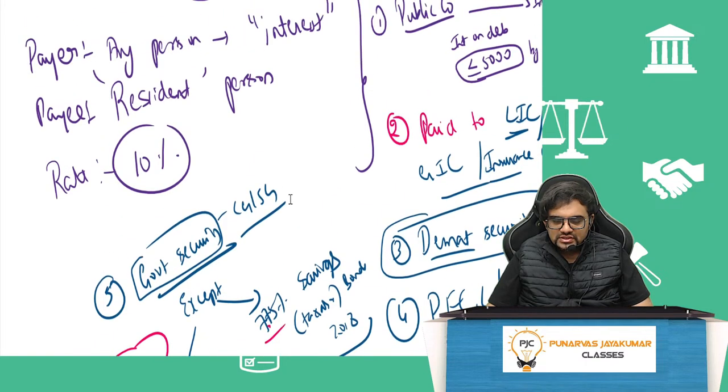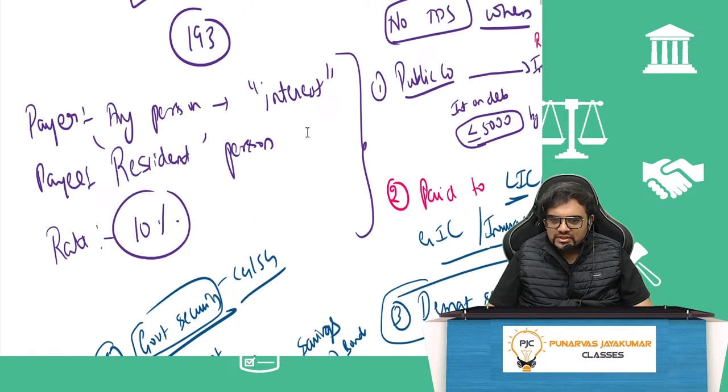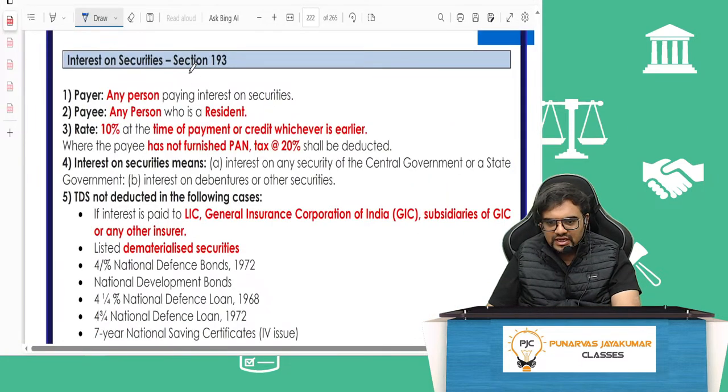Yes, next is interest on securities. Any person paying interest, and the payee here will be a resident person, the rate will be 10%. This is the TDS on any interest on securities. Securities can be anything for that matter. That is your interest on debentures, interest on other securities, interest on government securities, etc.